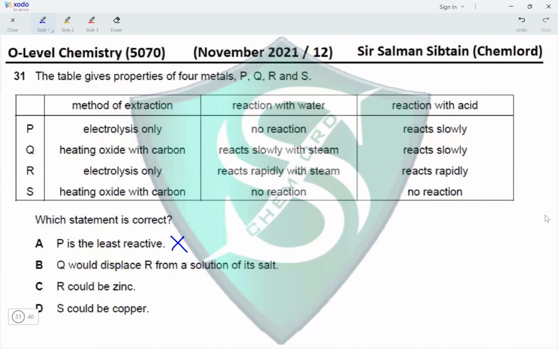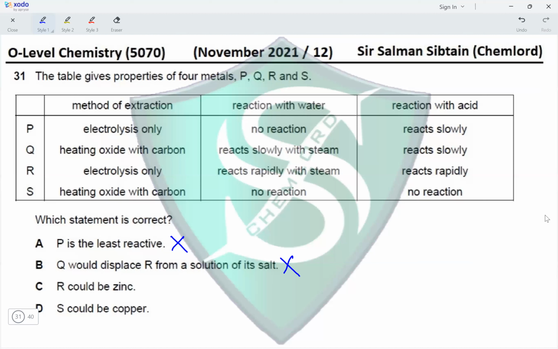Q would displace R from a solution of its salt. Now, both of them are reacting with steam and both of them are reacting with acid. The speed of Q is lower than the speed of R. That is the only information here. It does not show whether Q is more reactive than R because Q has a slower reaction compared to R. So option B has to be eliminated.